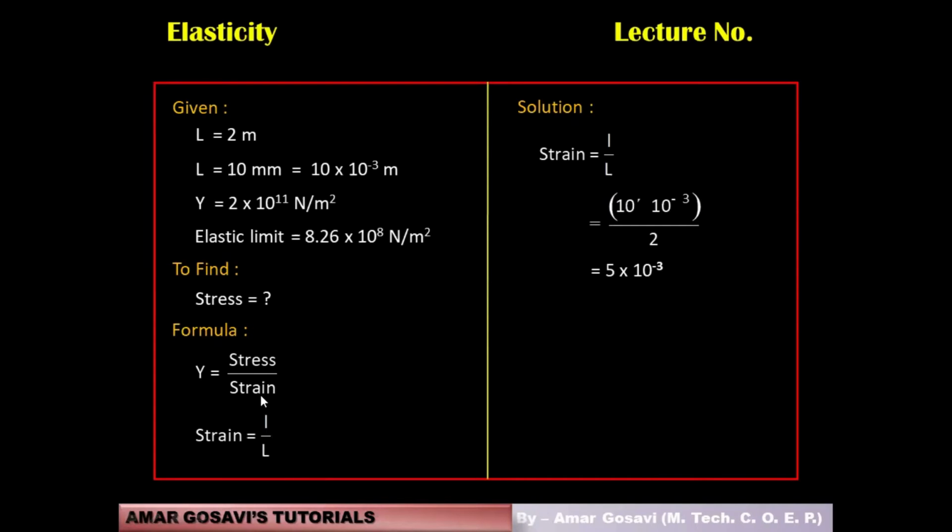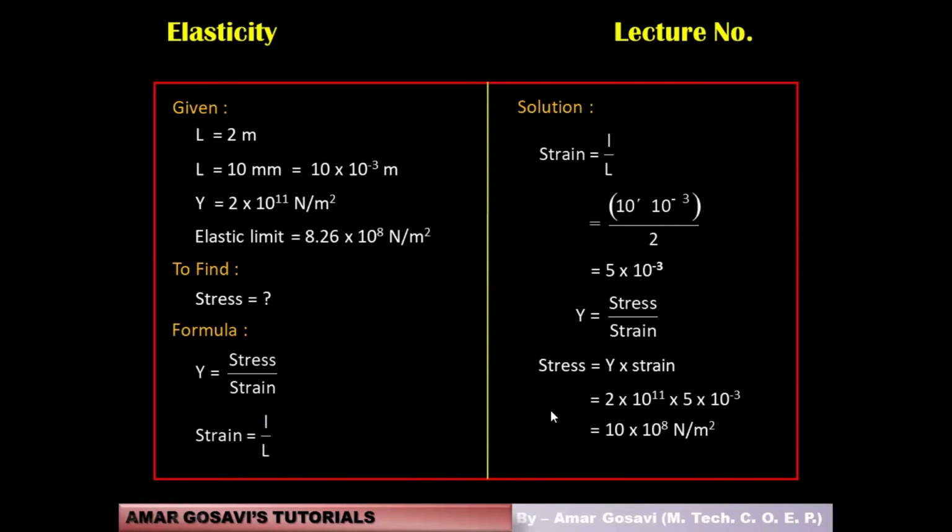I know strain. I know Young's modulus. Can I find out stress? So Y is stress upon strain. So stress will be Young's modulus multiplied by strain. So just put the values and find out stress. You get the value of stress induced in the wire equal to 10 into 10 raised to 8 Newton per meter square. Now see whether this value is greater than elastic limit.